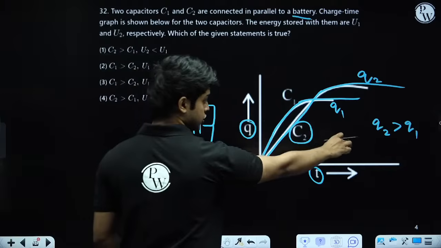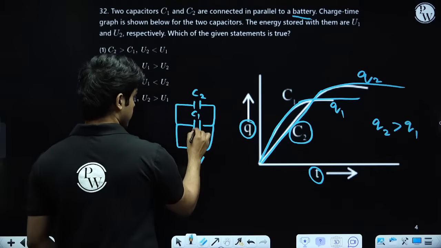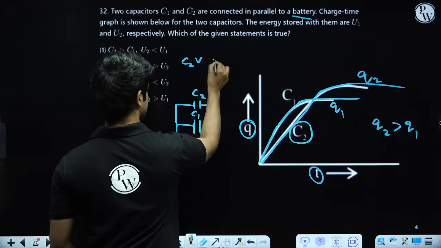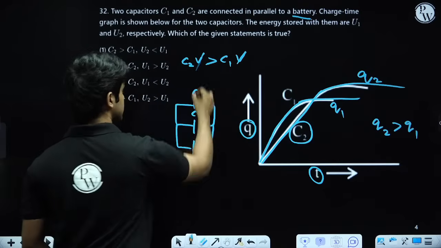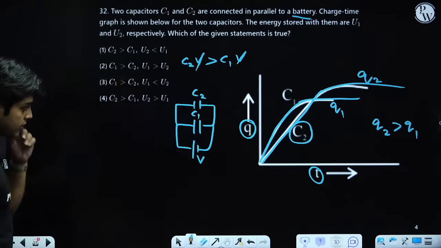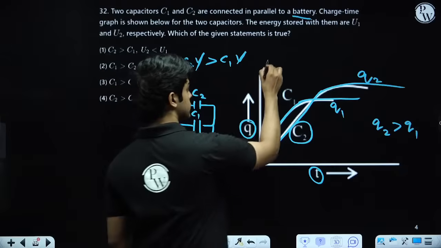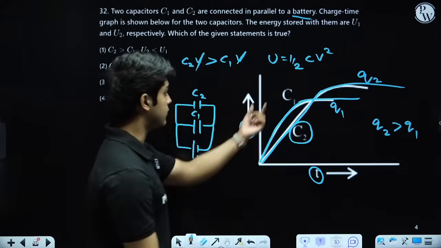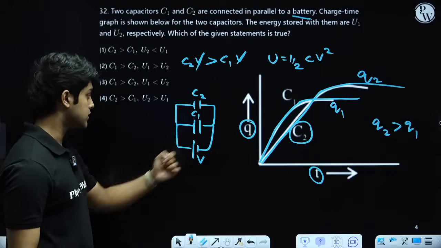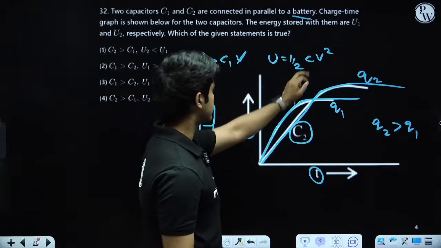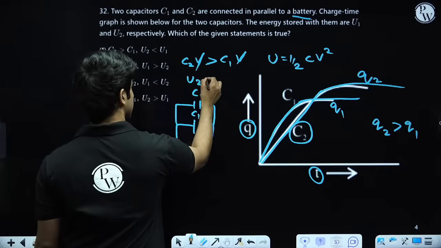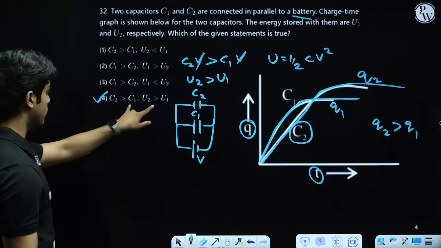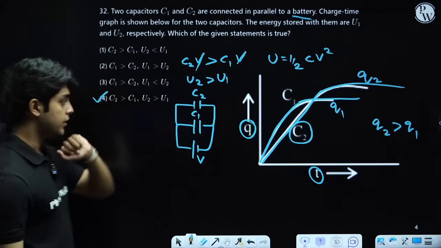So what is the maximum charge? The steady state charge is CV, Q equals CV, right? Q2 is bigger, so C2 into V is larger than C1 into V. So from this, C2 is larger than C1. Now the energy stored is half C V square. This is proportional to C itself, because V is the same for both capacitors as they are in parallel. So U is proportional to C, which means U2 is larger than U1. So C2 and U2 are both larger than C1 and U1. Option D.